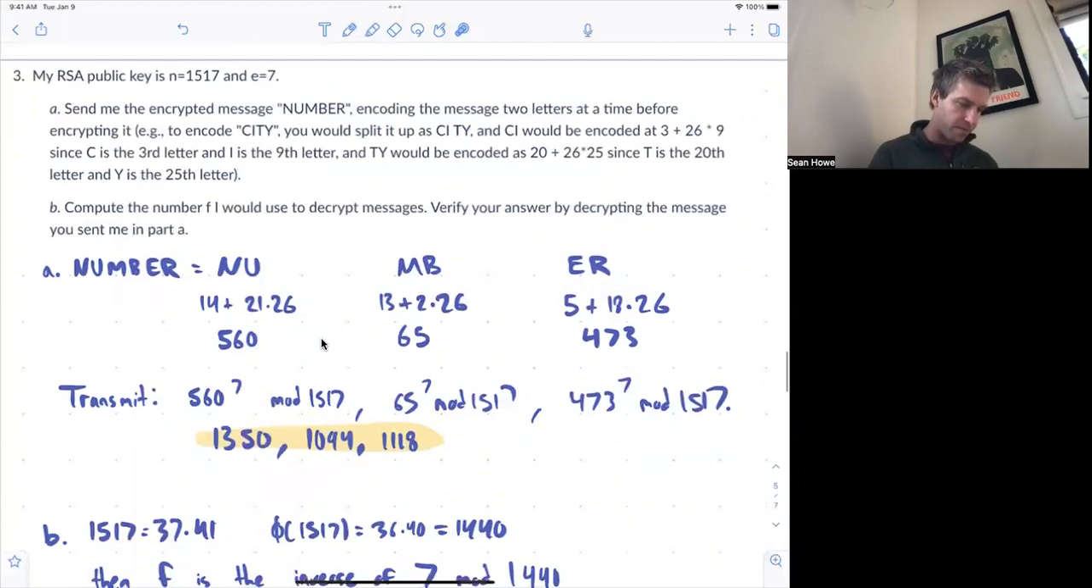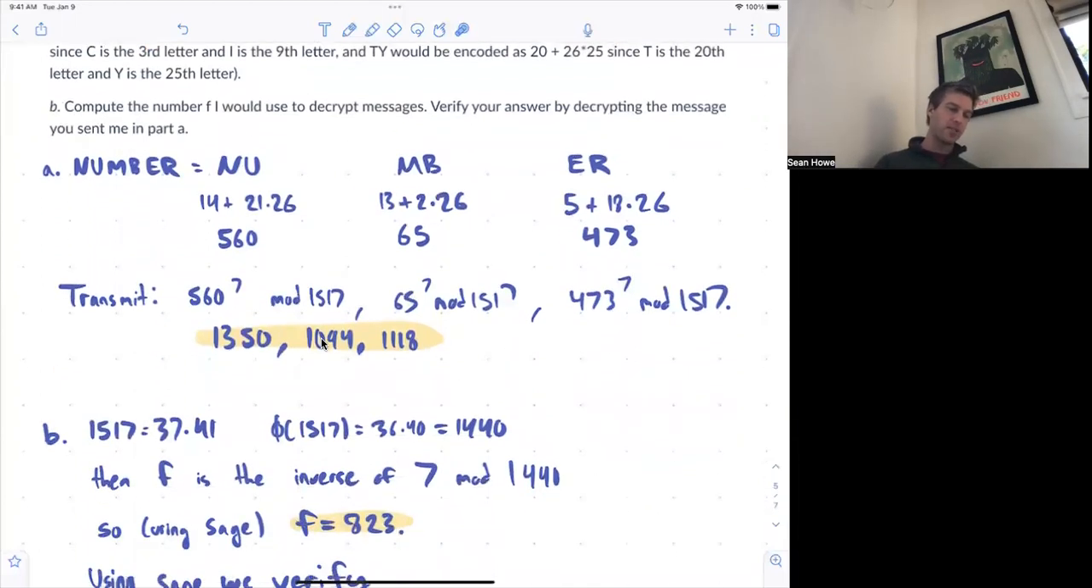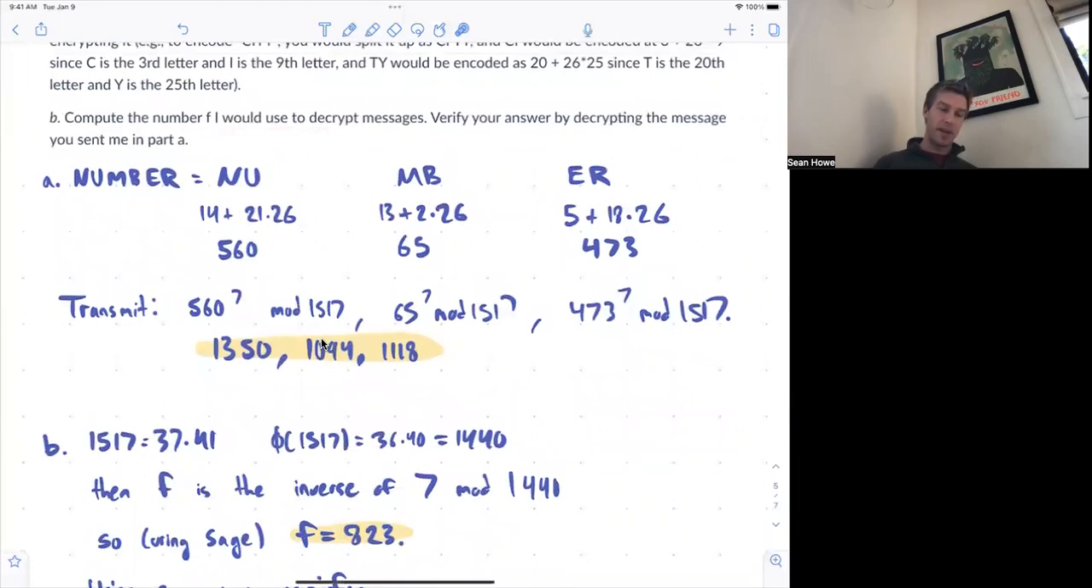So that's about sending encrypted messages, and then how do we do the second part. In the second part, I would compute the number F I would use to decrypt messages, and then verify your answer by decrypting the message you sent me in part A.